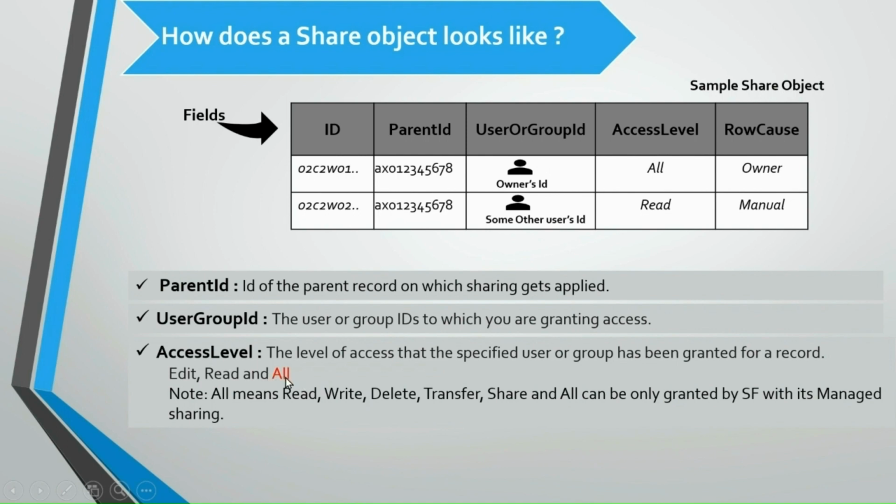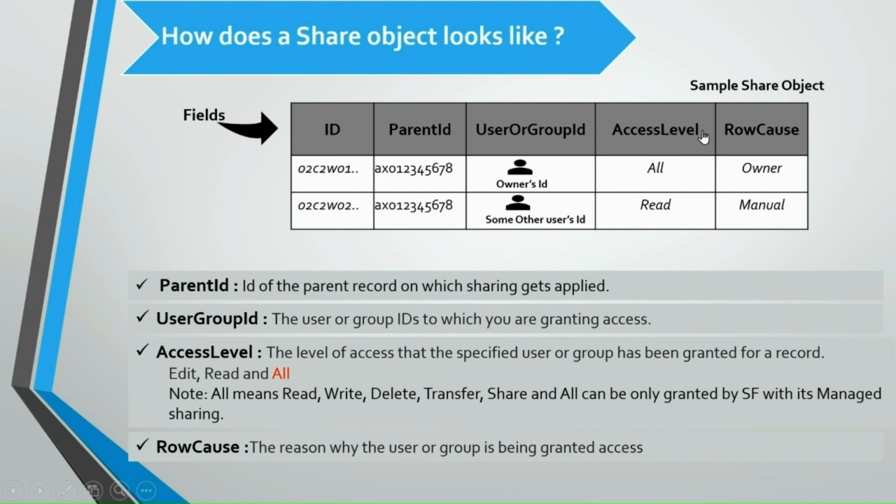Please note that all is reserved for Salesforce internal purposes. We cannot give the all access using Apex managed record sharing. The next field is row cause. Here we give the reason for the granted access. As we could see, parent ID and user or user group ID are very straightforward fields. The only things we need to look at are the possible values of access level and row cause.